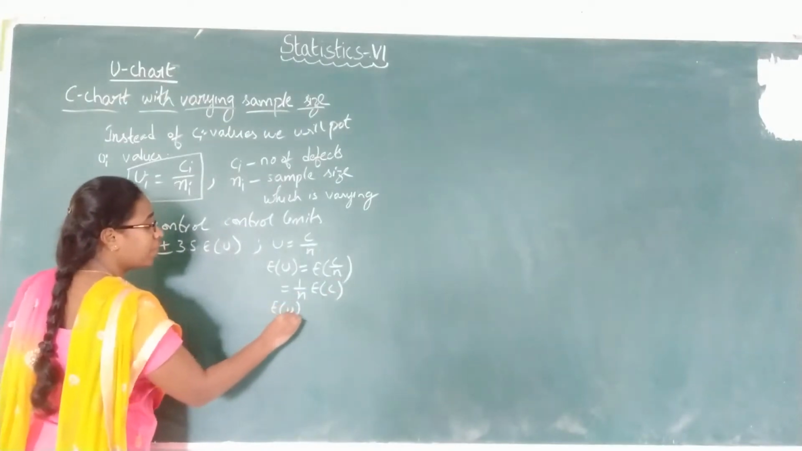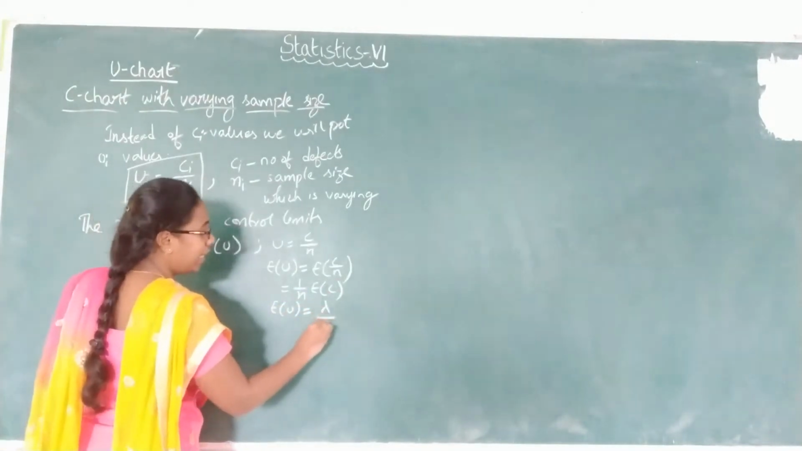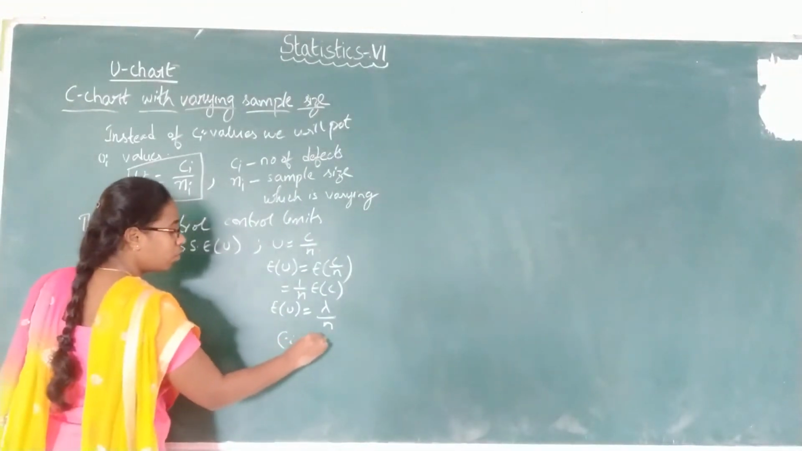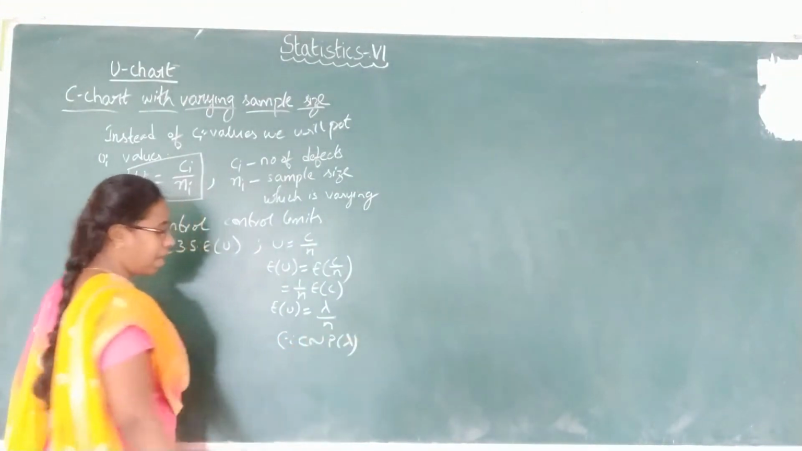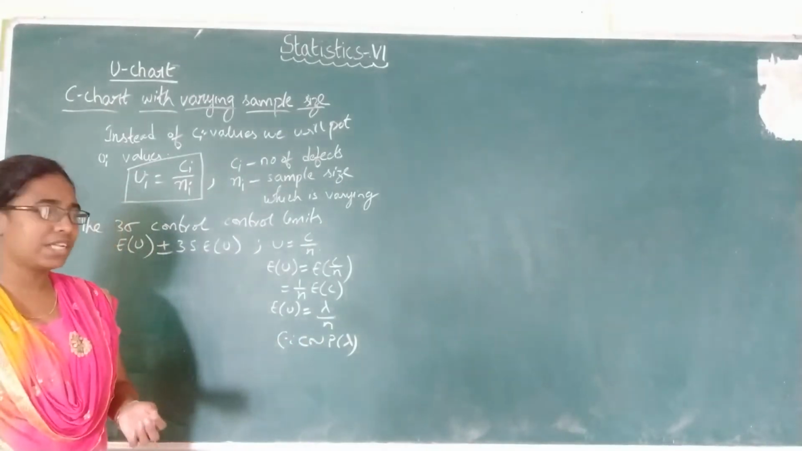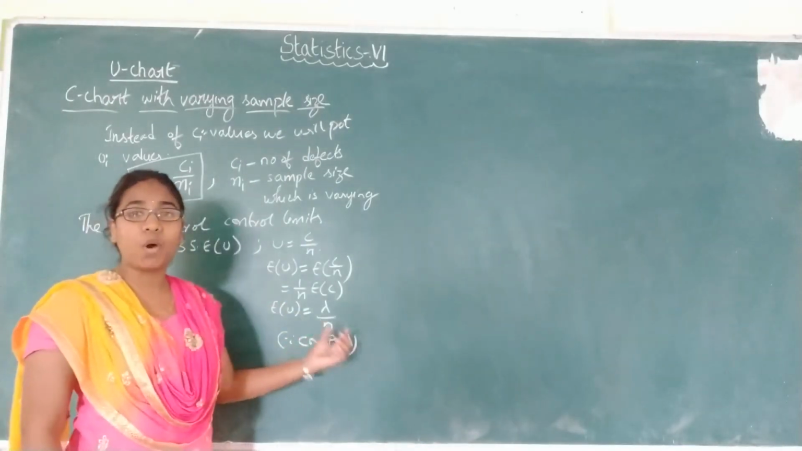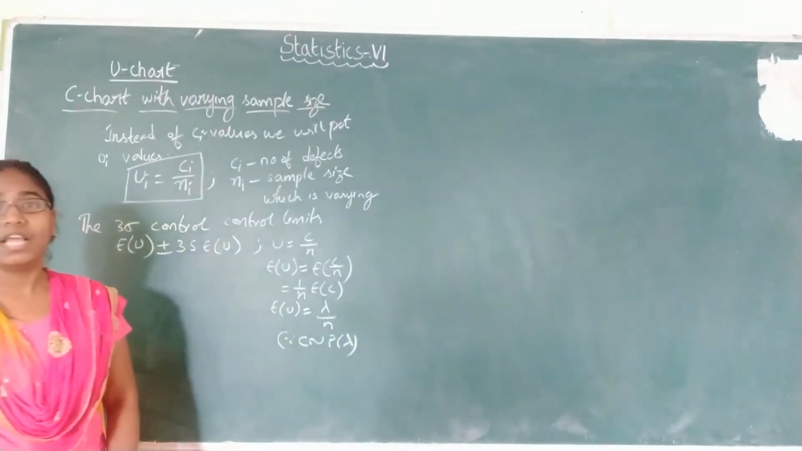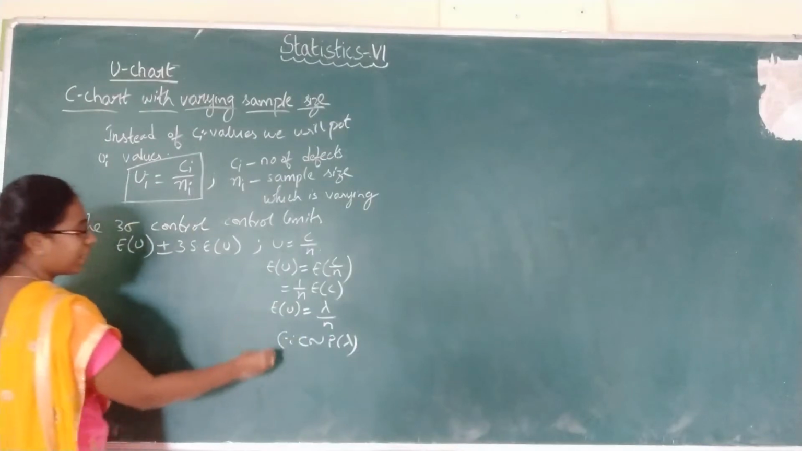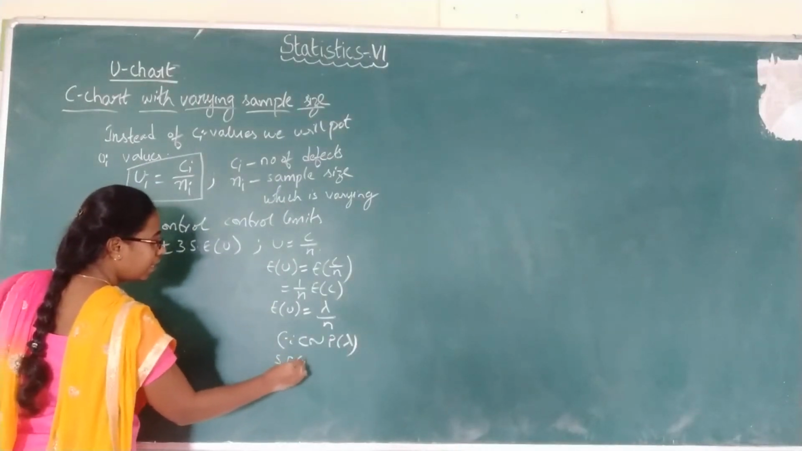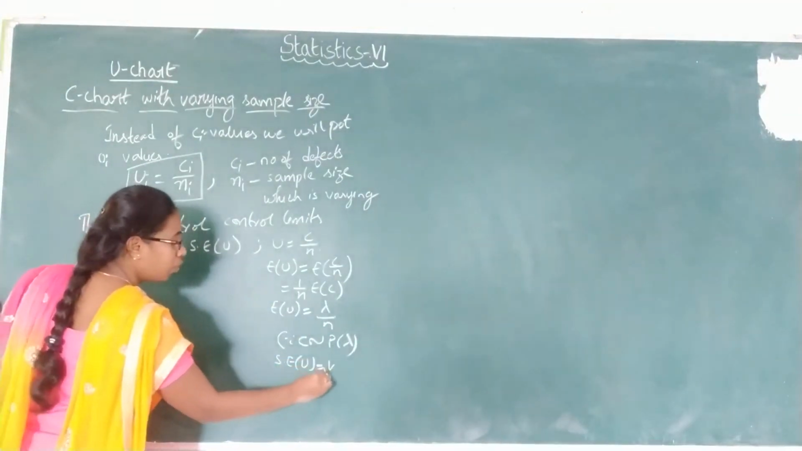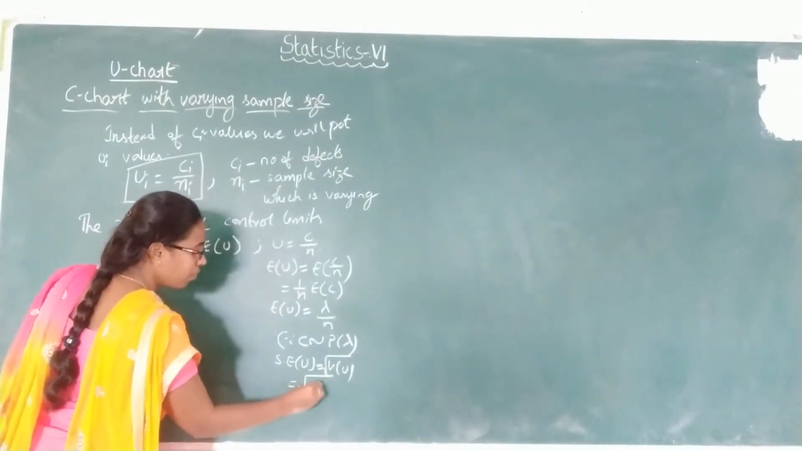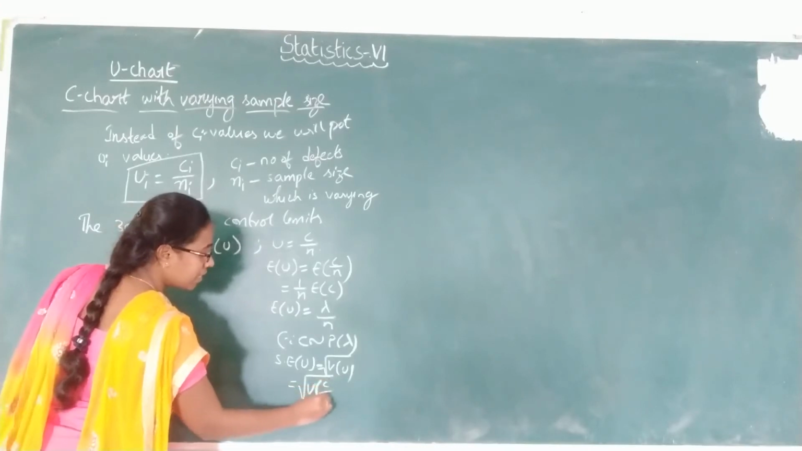What is the expectation of C? It is lambda. Why is it lambda? Since C follows a Poisson distribution with parameter lambda. We have discussed that the number of defects always follows a Poisson distribution, and the parameter in the Poisson distribution is lambda. So this is the expectation of U, and the standard error of U equals the square root of the variance of U, where U is C by N.